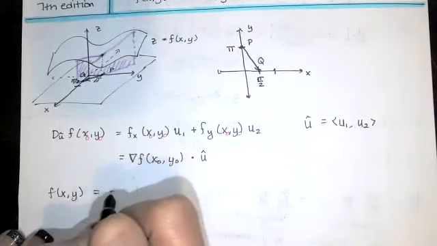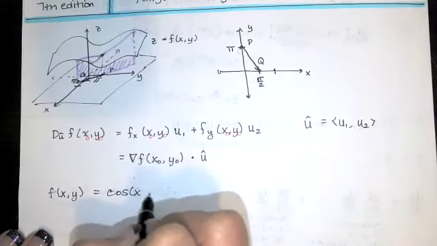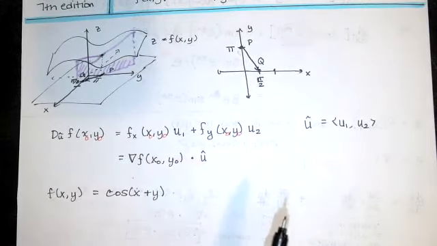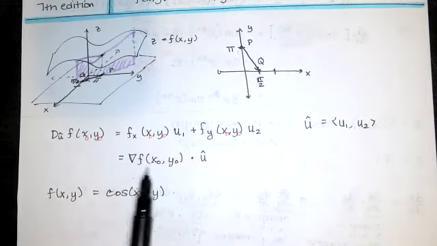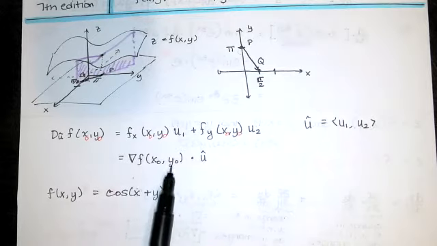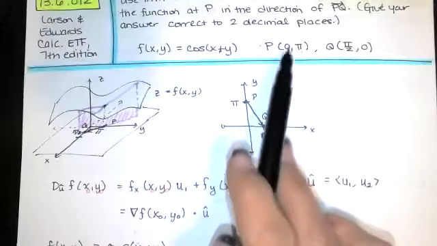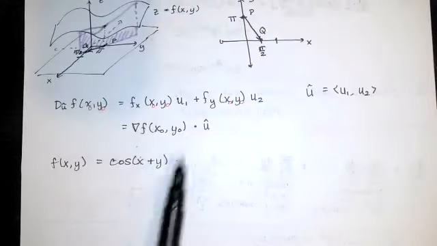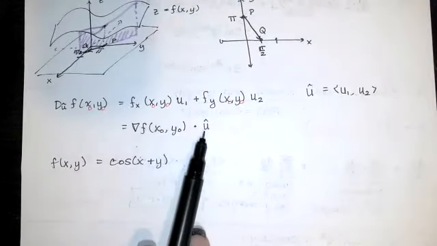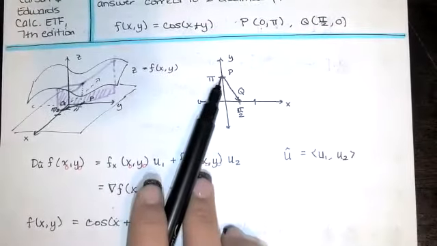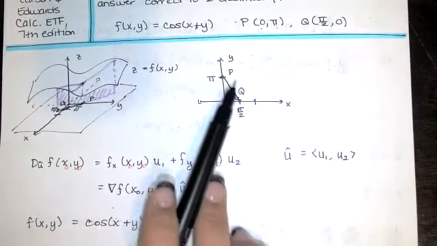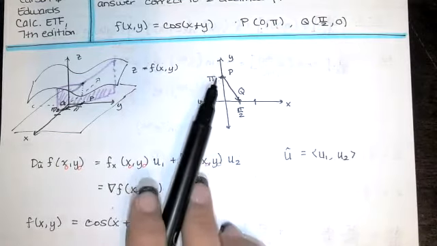So I've got f of x and y equals cosine of x plus y. Now, if I want to use this formula, I need to compute the gradient of f. I need to evaluate it at the point of interest P, which is x naught equals 0, y naught equals pi. So we'll substitute that in, and then we'll find the unit vector that heads in the direction from P to Q. I don't believe this vector is 1 unit long, but we can make it 1 unit long.